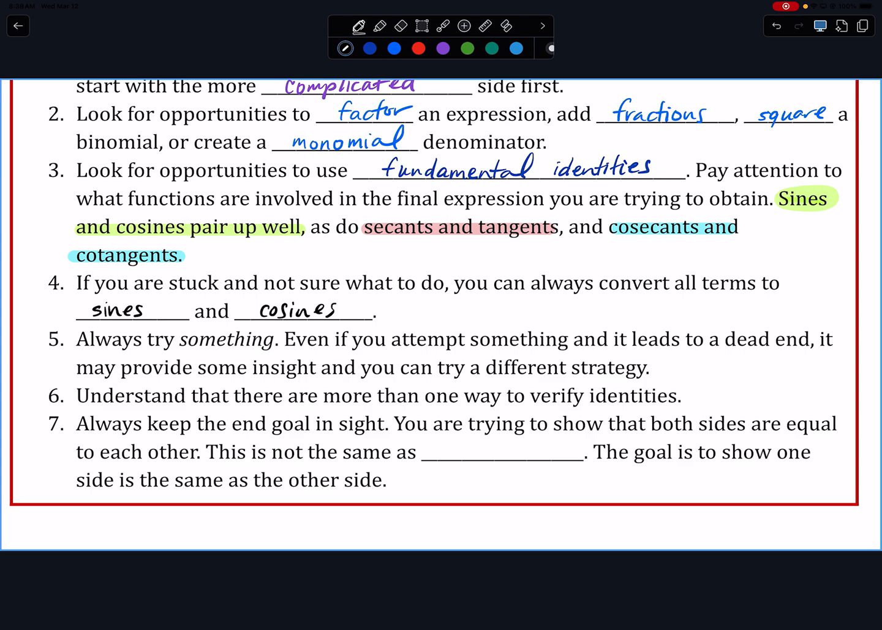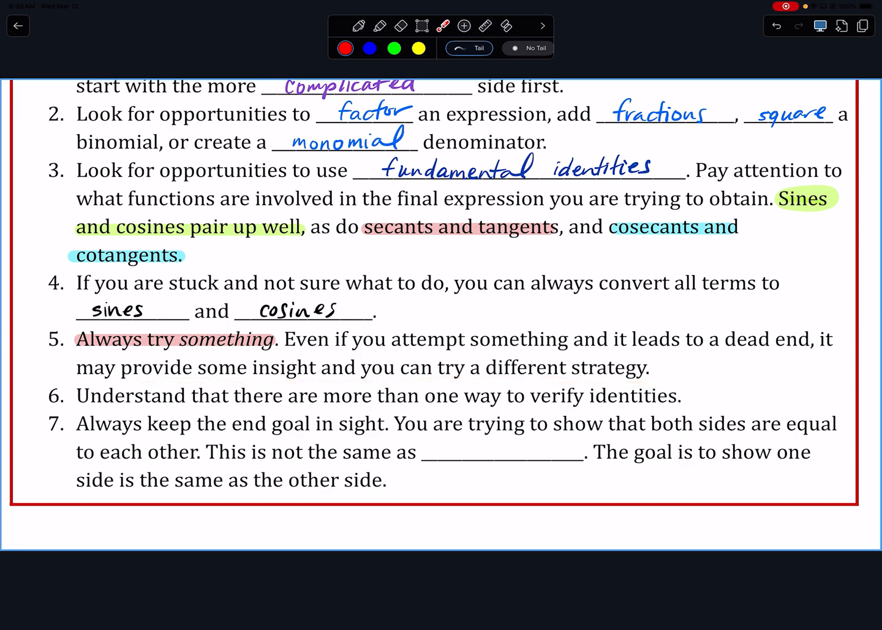All right, just like in life, don't just give up. Always try something. Please, if you have a test and you have no idea what to do, at least try this. Show me you're trying to attempt something, okay? Even if you attempt something that leads to a dead end, it might provide some insight of what you can do to try a different strategy.